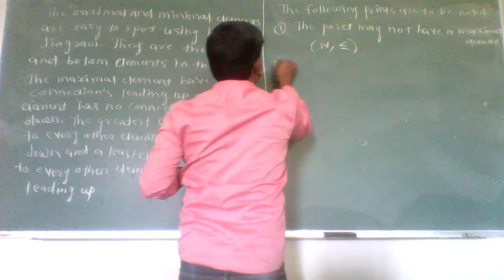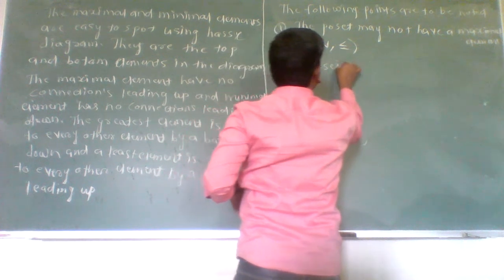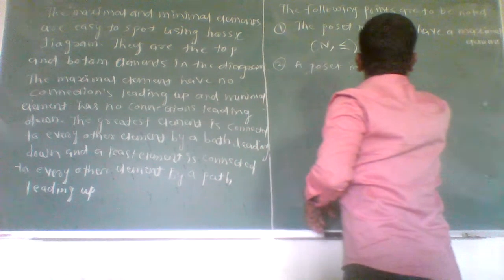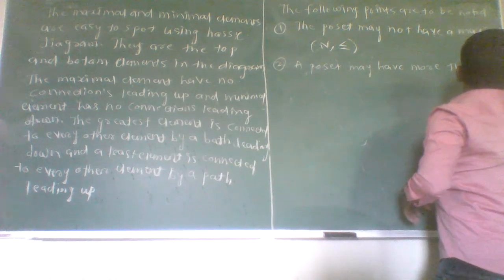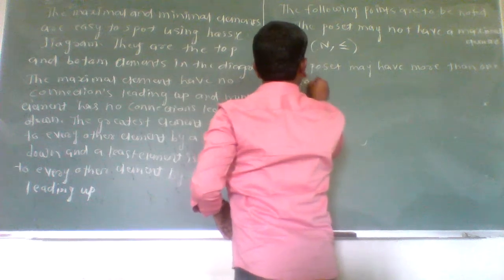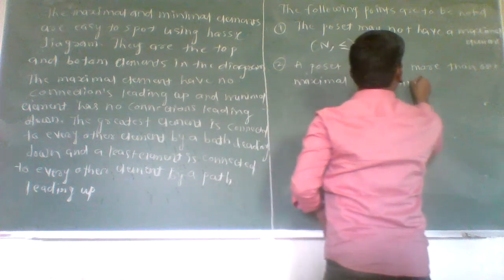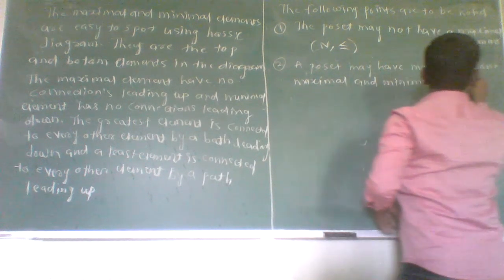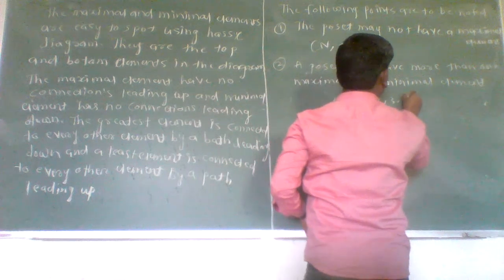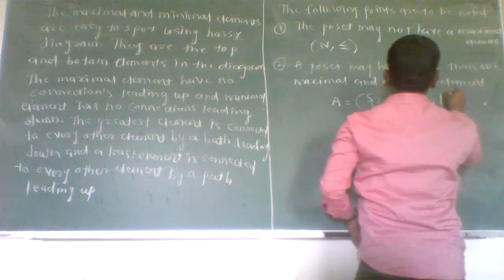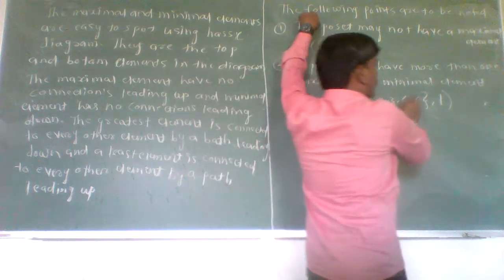Now the second one: a poset may have more than one maximal and minimal element. Let us take A as a poset which contains elements 2, 3, 4, 6 with the division relation. This is a poset, and it has two maximal elements.